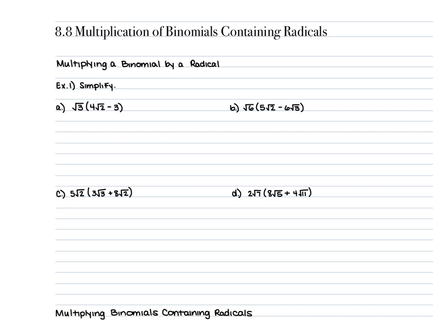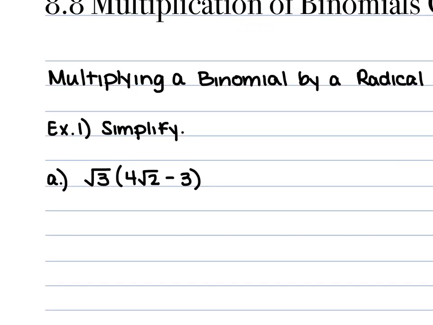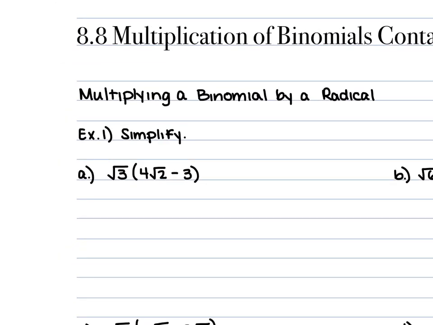Multiplication of binomials containing radicals. When we are doing these, we are either distributing or foiling. You need to be careful and make sure that you're paying attention to exactly what they are asking you to do. So if we look at example 1a, we are simplifying.